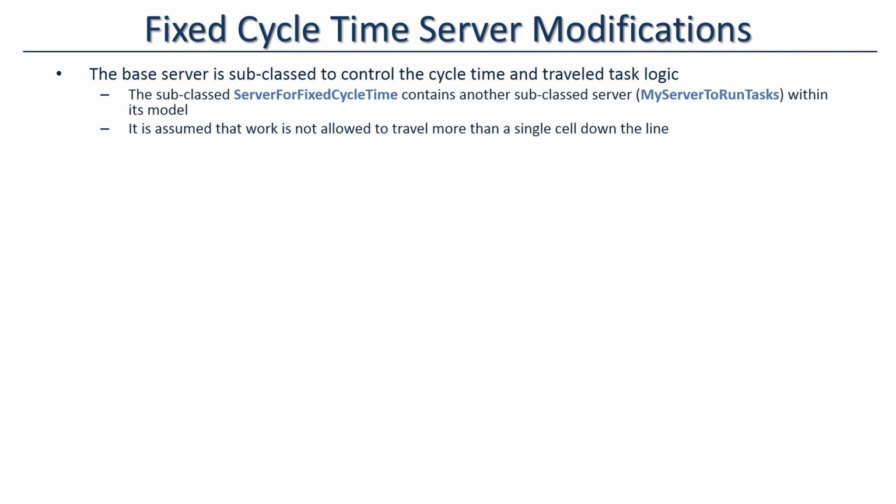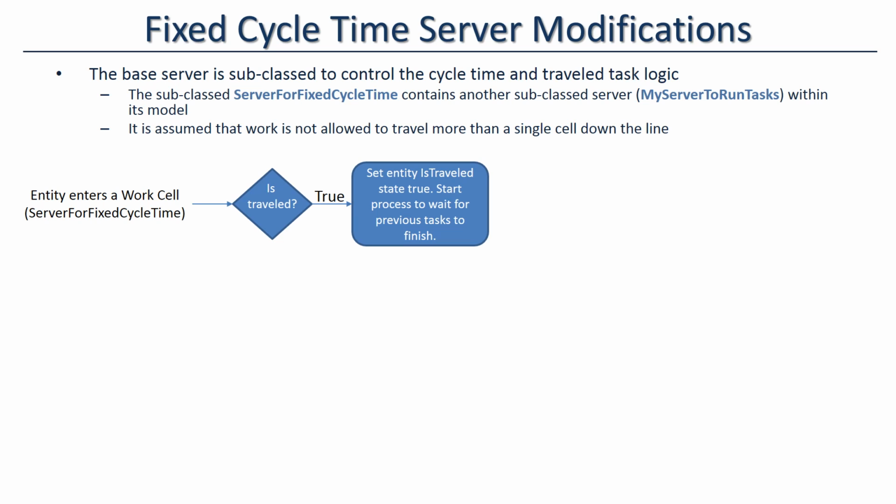So we made modifications to the base server. We've subclassed it to make a server for cycle time that also contains within it a myServer to run tasks. And we're assuming that traveled work is not allowed to travel more than one single cell down the line. So what happens is an entity enters our work cell. We decide if it's traveled or not.